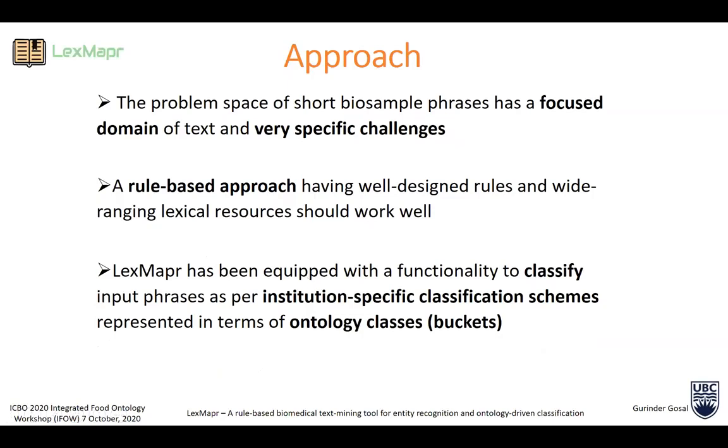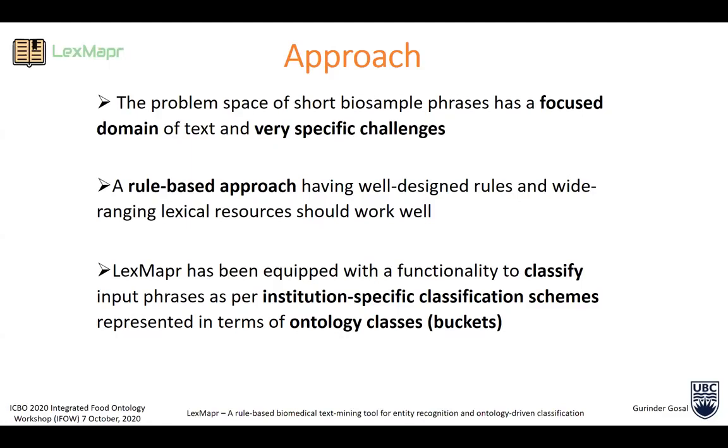To approach developing LexMapper, we looked at the biosample data sets, primarily consisting of NCBI biosamples, and at the challenges in mapping those to ontology terms. We found there are very specific challenges in the case of short phrases, and our domain also has a very focused semantic domain.